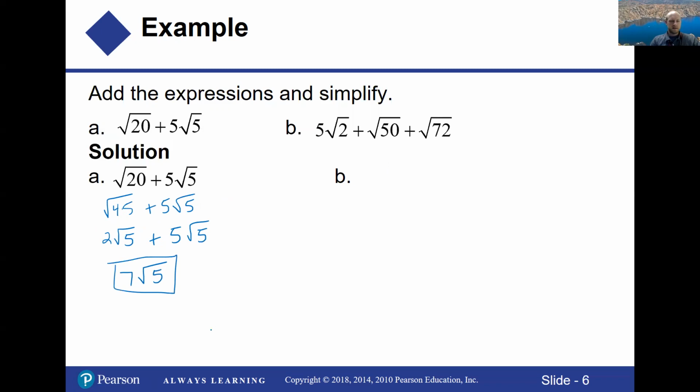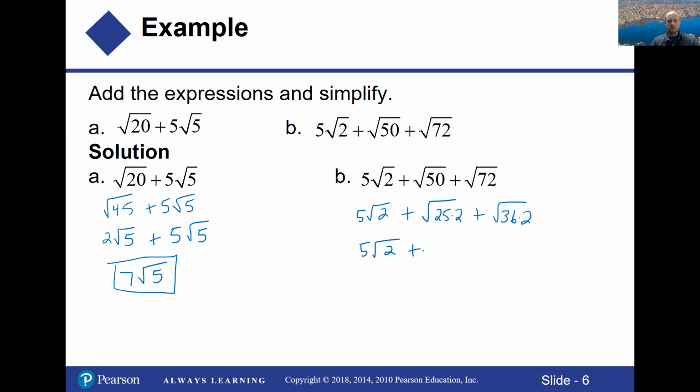And let's try to do this next one here. So for B, I have 5 square root of 2. I can't break down square root of 2. That's already simplified. Square root of 50. I think 50 is 25 times 2. And then plus square root of 72. 72 is 36 times 2.